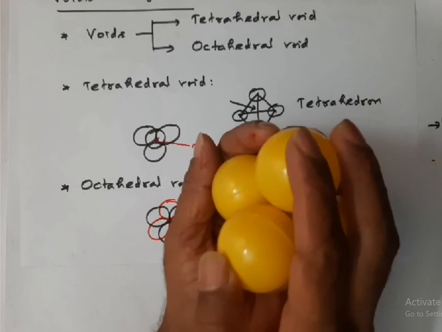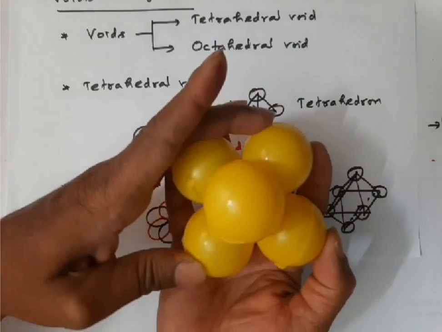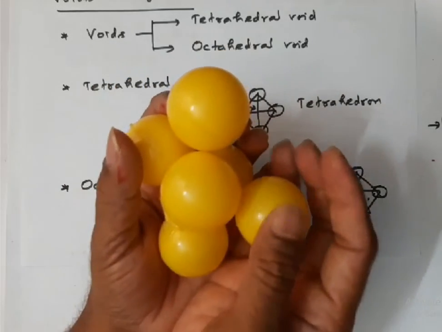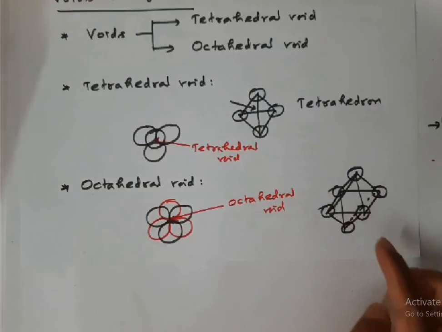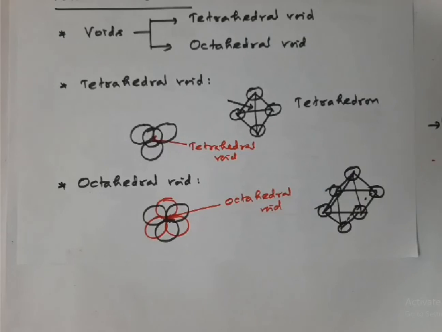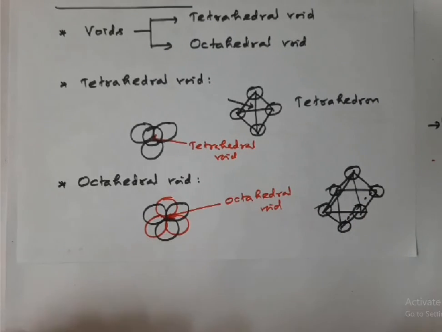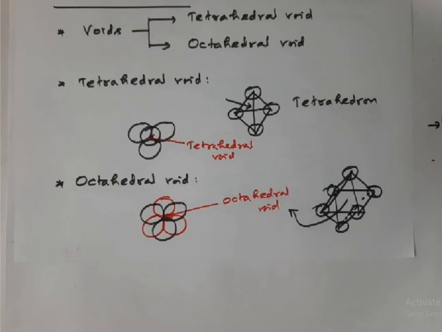For this, you just have to tilt the structure. If you see like this, then 4 atoms form a square, with 1 atom at the top and 1 atom at the bottom. If you join the centers of all the 6 atoms, you will get a perfect octahedron. The middle space is actually empty. That space is what we call an octahedral void. Students, is it clear? Any doubt in this?